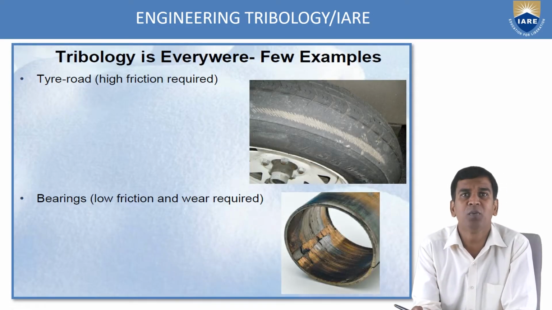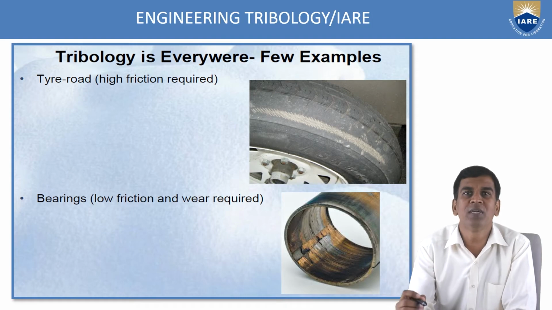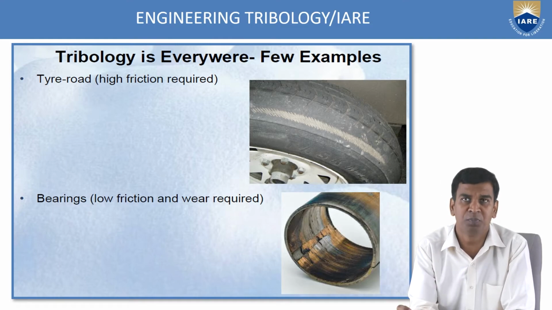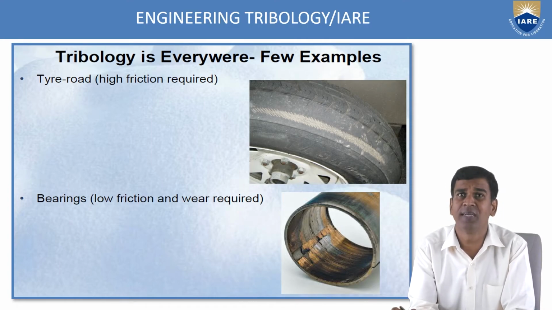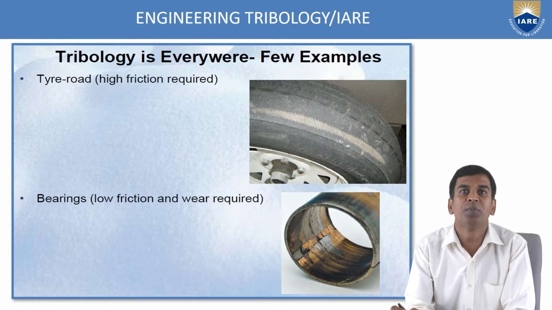Now see the first example, that is nothing but the tire and the road. Here high friction is required, because when the vehicle is moving on the road, based upon the tire and the road conditions, skidding of tires is possible based upon its banking angle and the speed of the vehicle. If friction is very low, there is a chance of failure of contact between the tire and the road. Because of that reason, here high friction is required, that is to be generated.